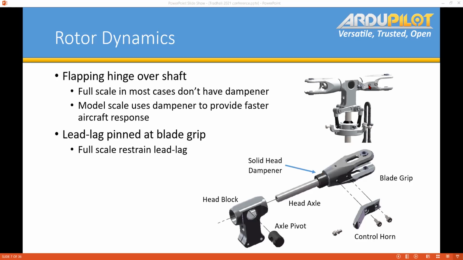Whereas for most RC helicopters, they add this solid head, this head dampener. Essentially, it's a piece of rubber or plastic that's put in there to restrain that blade motion, and it stiffens that response in the head. And so it changes the dynamics of the rotor. It makes the rotor much more stiff. And then you can see that in those cases for our scale helicopters, our lead lag is done through the blade grip and the pin that mounts the blades on there. It basically provides for that lead lag degree of freedom.